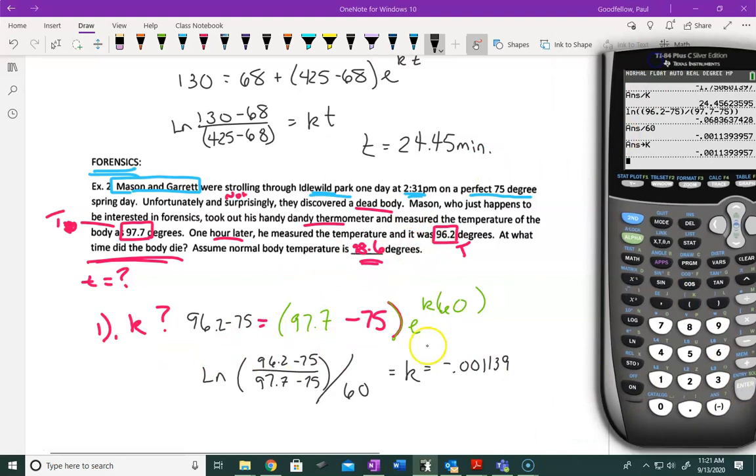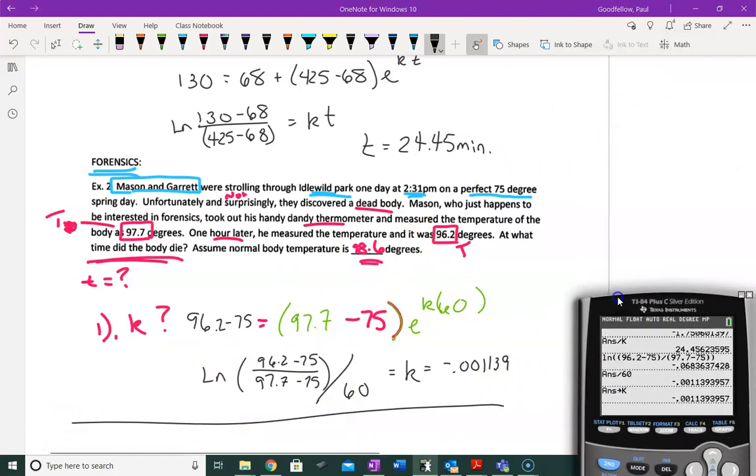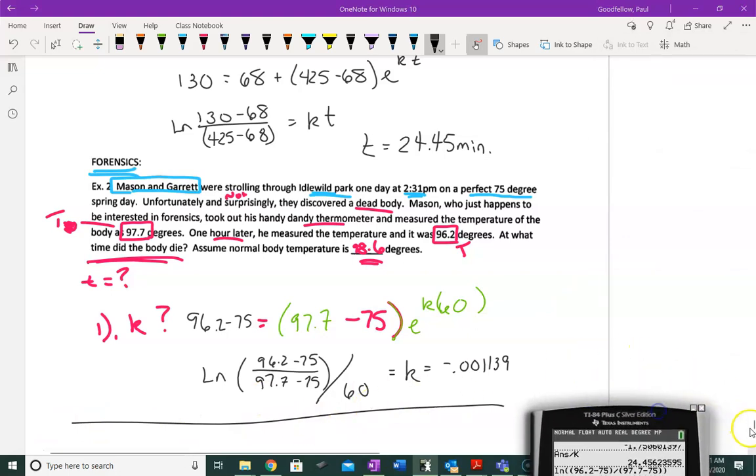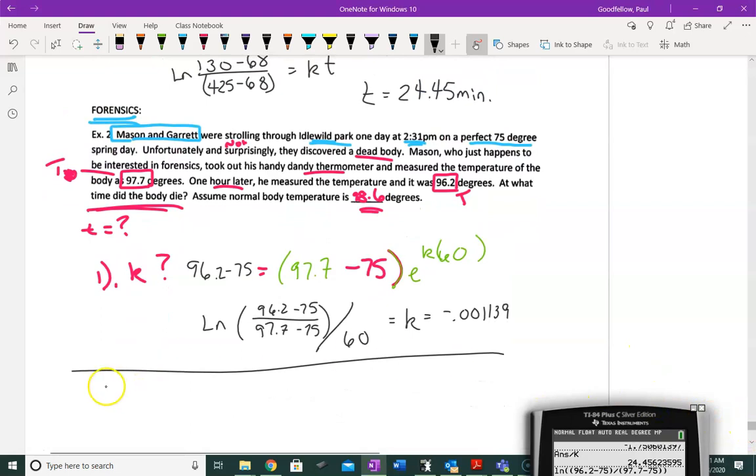Okay? Now, you found your k value. Second problem is that they want to work out what time did the body actually die. That'd be the most important time, so that they can absolve poor Garrett and Mason from doing the crime. So let's find a way to work it backwards. Well, initially, when you're walking through the park, temperature would be 98.6. And then we would actually work out that that's minus 75 would equal.